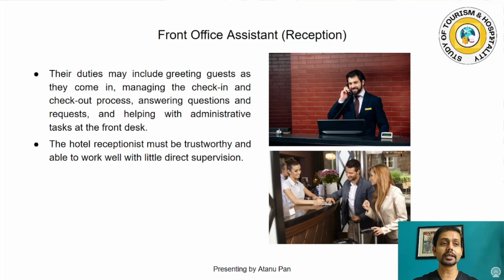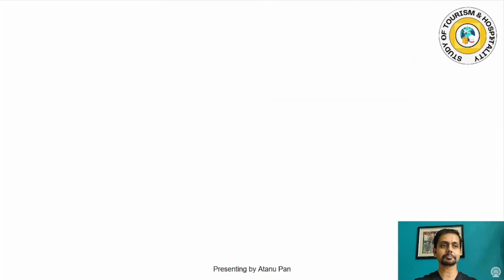What else? The hotel receptionist must be trustworthy and be able to work well with little direct supervision. All right, so this receptionist should be trustworthy. Being a receptionist, you always should be honest. Always give honest feedback. Do not lie to the guest about what we cannot provide. So you should be honest.